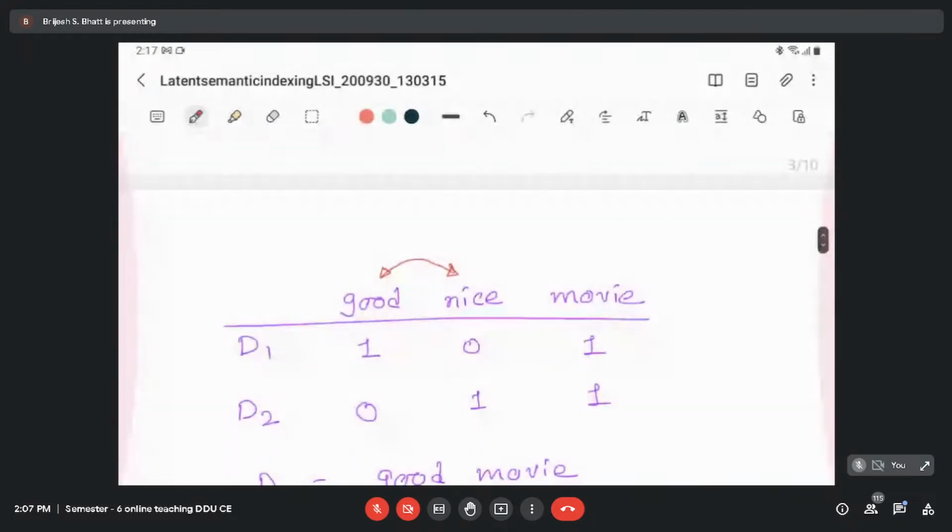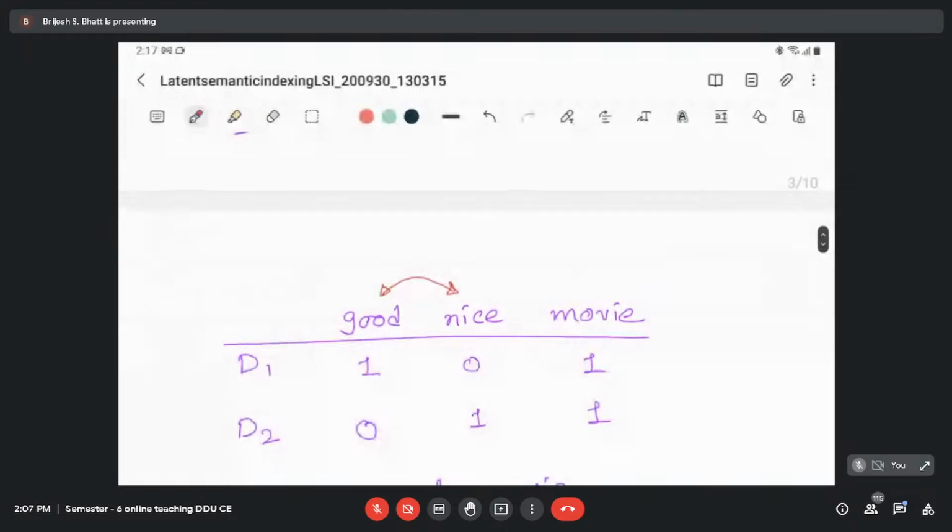Similarly, if you are talking about a movie review system, then in one review you see the words good movie. In the second you see the words nice movie. Then we need to know that good and nice are not actually two different dimensions. They are the same. They want to convey the same thing.